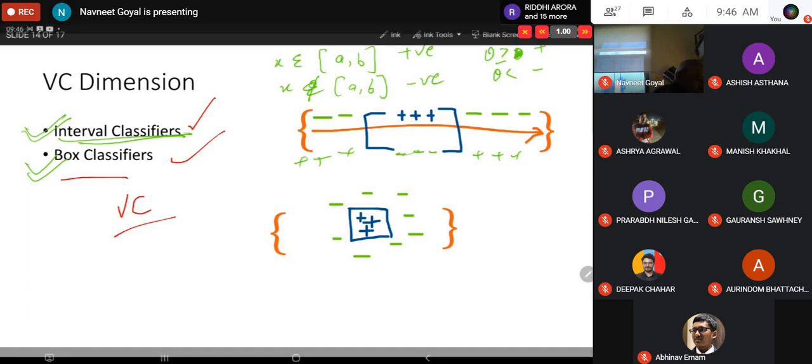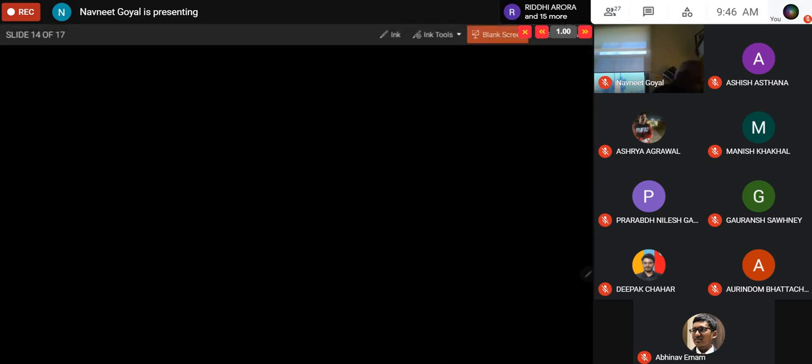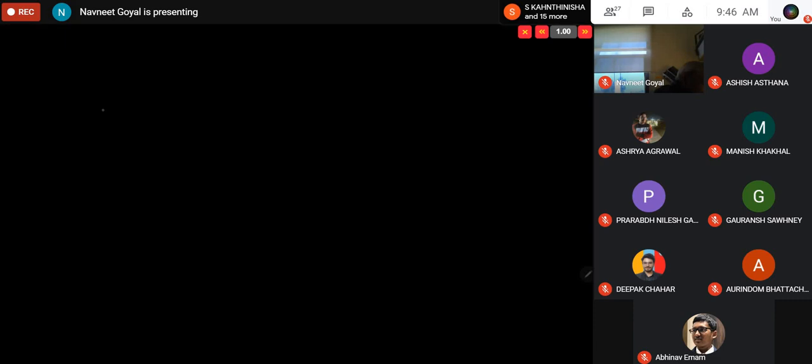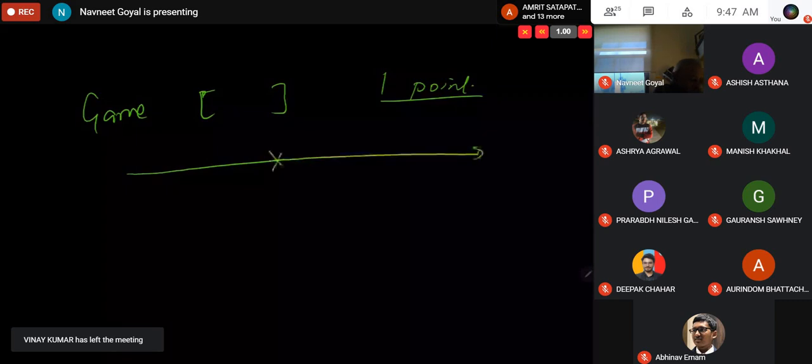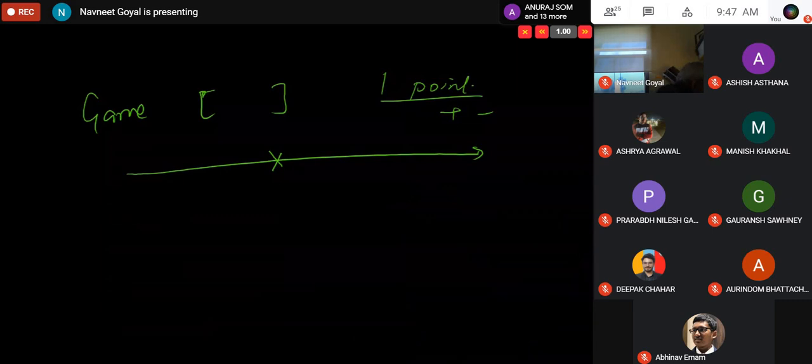Have you understood what we have to do? Let us play this game with interval classifiers. Let us begin with 1 point. Again, you are on the number line, and I have this 1 point. Let us reverse the role: you label the point. There are two labels possible, plus and minus. You label the point, and I'll put the interval.